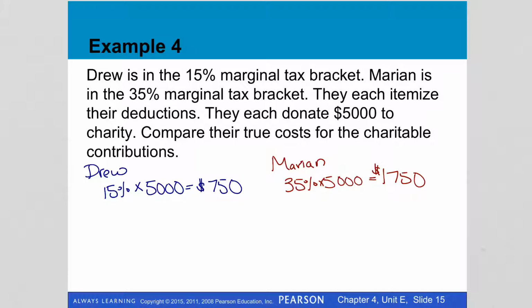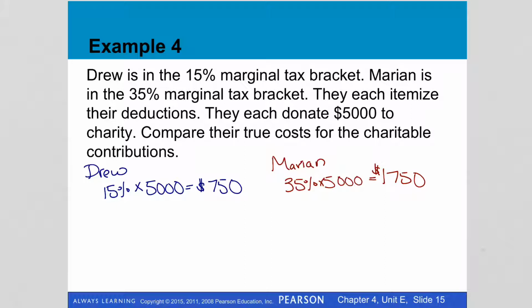So what's the deal here? Drew is in a lower tax bracket, so that means he made less money. If you're in a lower tax bracket, you're going to get taxed less, but your contributions are also going to be worth less. That's how the rich take advantage of the situation a bit, because they are taxed more, but their charitable contributions count more.